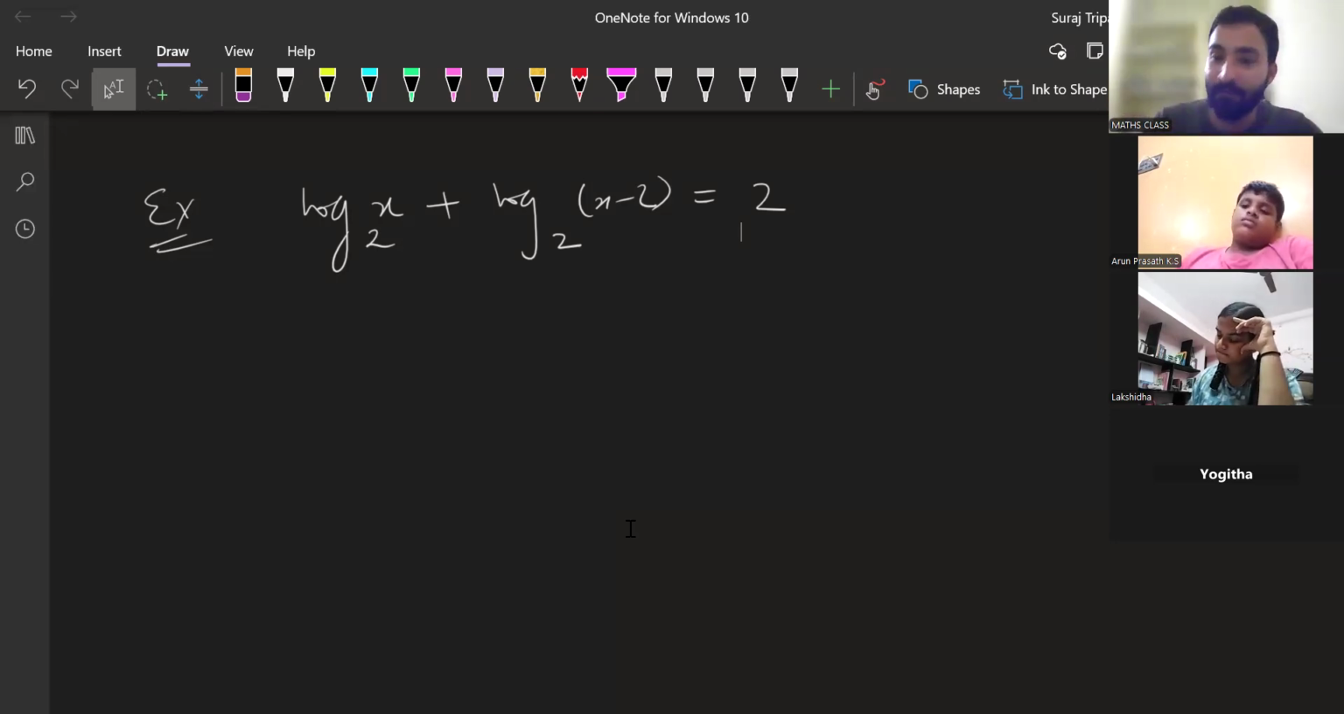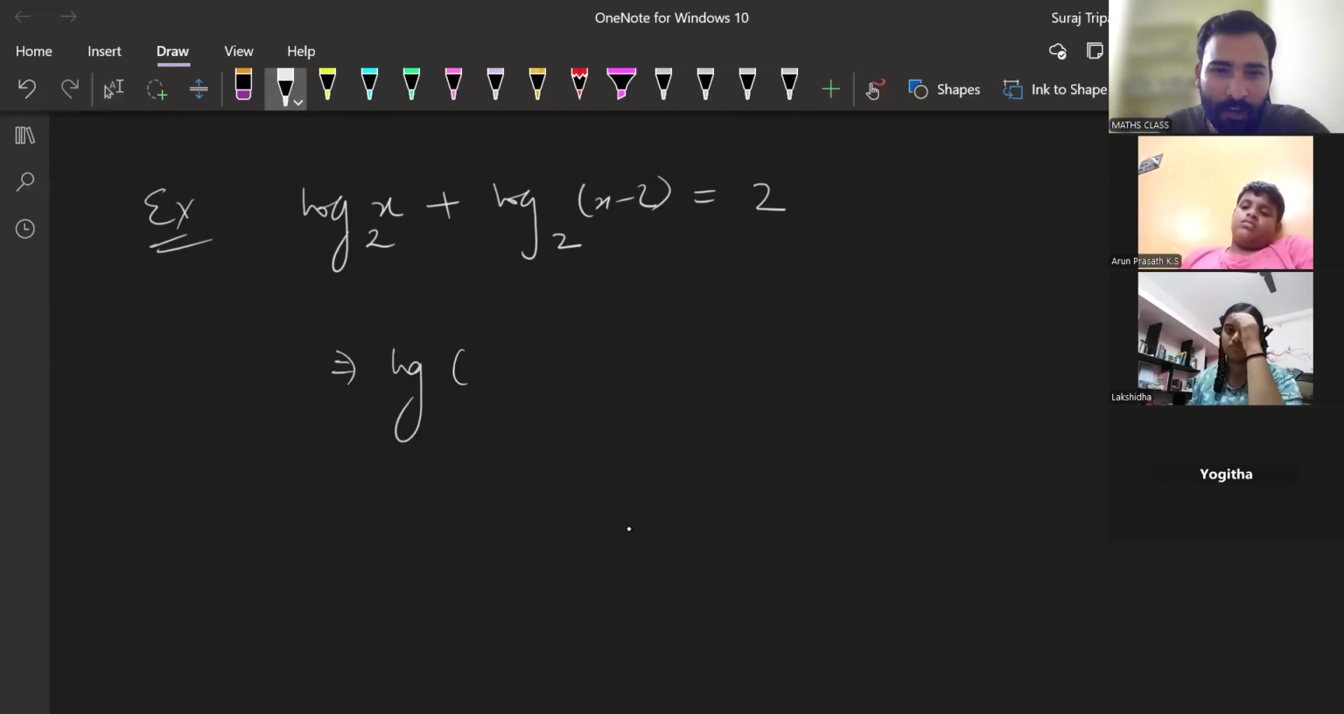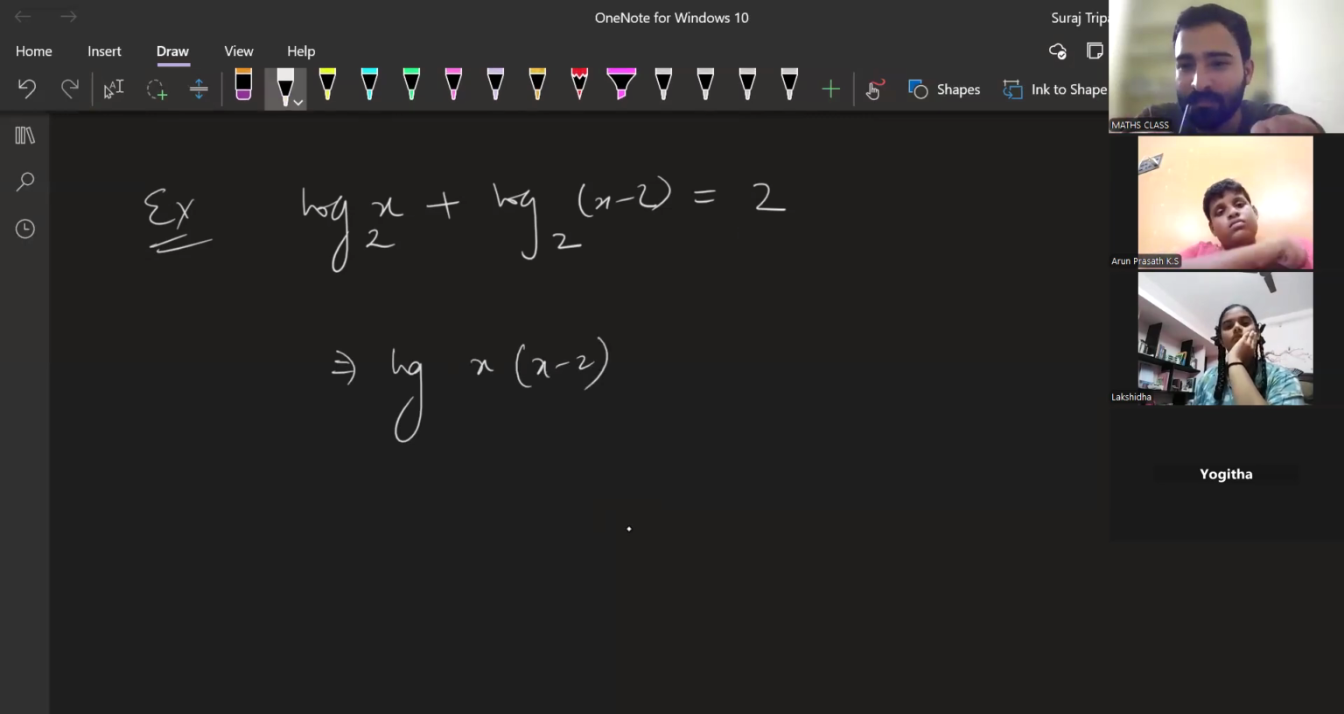Every time you use any property, like the product rule of log, first of all, log should be defined, right? So if you are writing this as log of x into x minus 2, this is okay. But while taking the product, first of all, log should be defined. Then we can multiply both things.